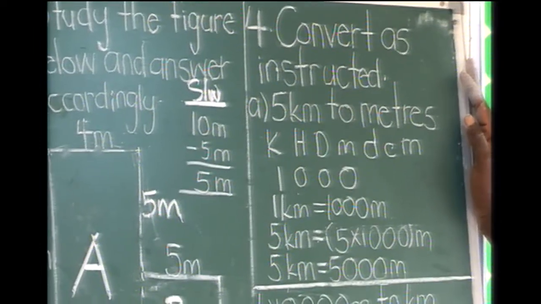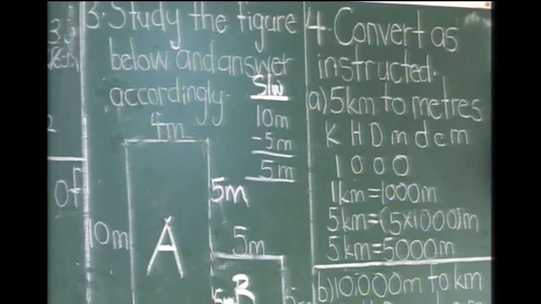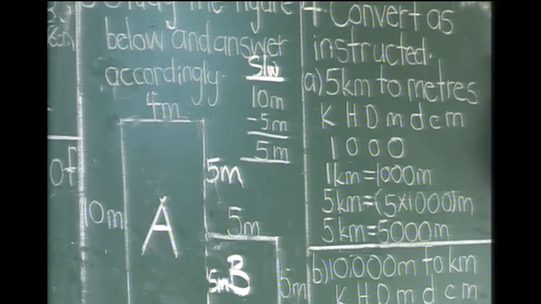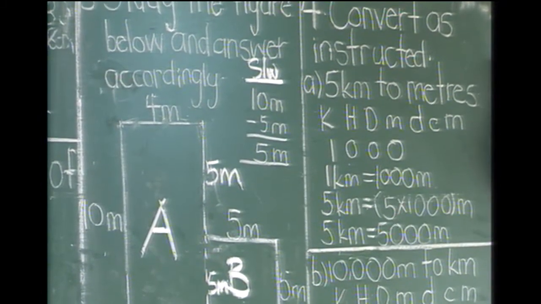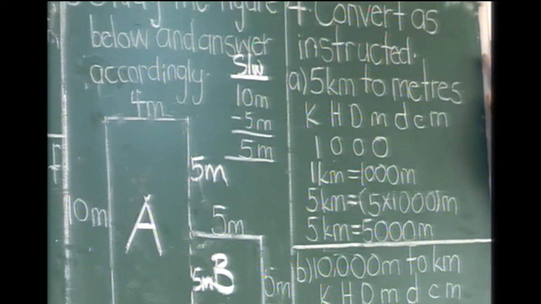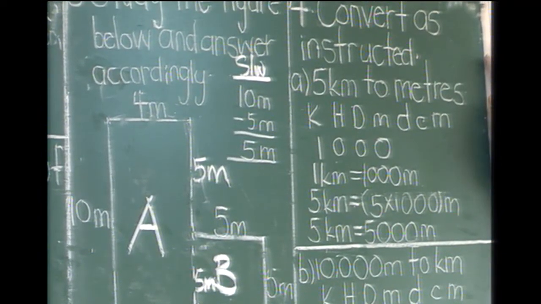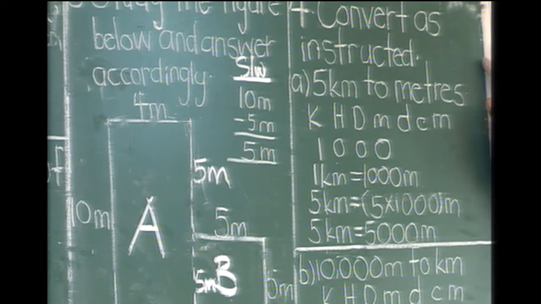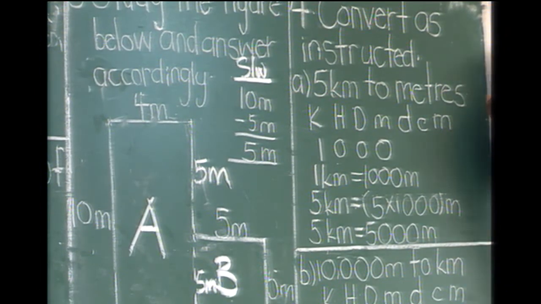Example number 4 today about length says, convert as instructed. Convert as instructed. Then let us see how instructed we are going to be. So part A, convert 5 kilometers to meters. Convert 5 kilometers to meters. Now I've gone to conversion of different metric units to others.